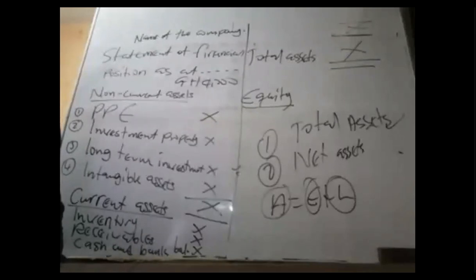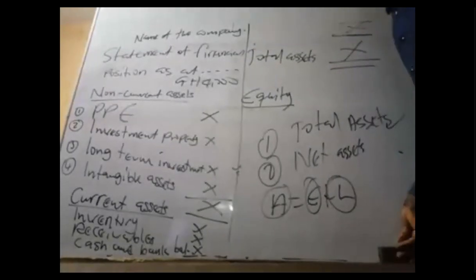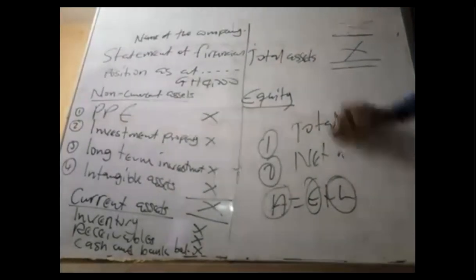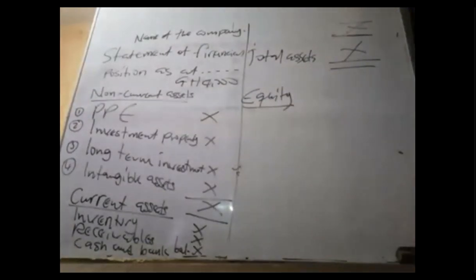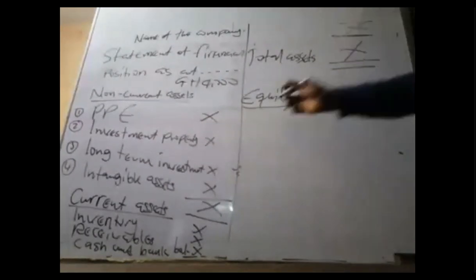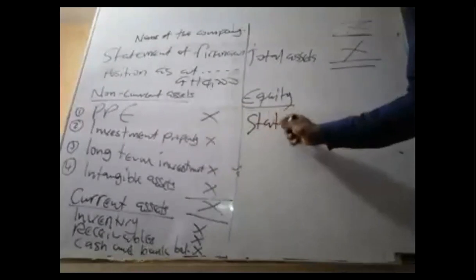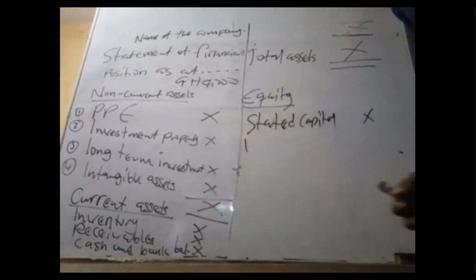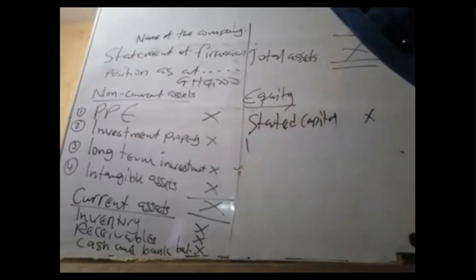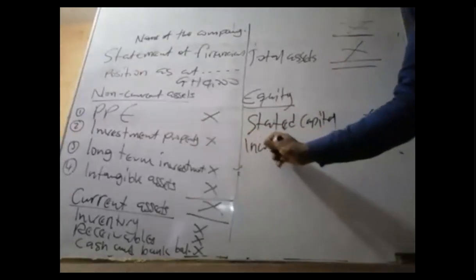Let's finish the game. Okay, so let's go to equity. Now, all the equity items that we listed, you get your equity items, the input from where? From that of the changes in equity, the items. So first, you start with the stated capital, which is so much. You go to your income surplus.